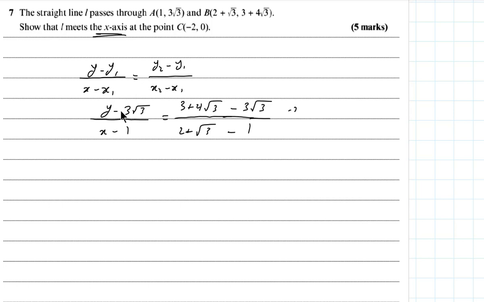Okay, so applying this formula, we have y minus y1, y minus 3 root 3, over x minus 1 is equal to 3 plus 4 root 3 minus 3 root 3, divided by 2 plus root 3 minus 1, which can be simplified to 4 root 3 minus 3 root 3, just 1 root 3, so 3 plus root 3, and here 2 minus 1 will be 1 plus root 3.